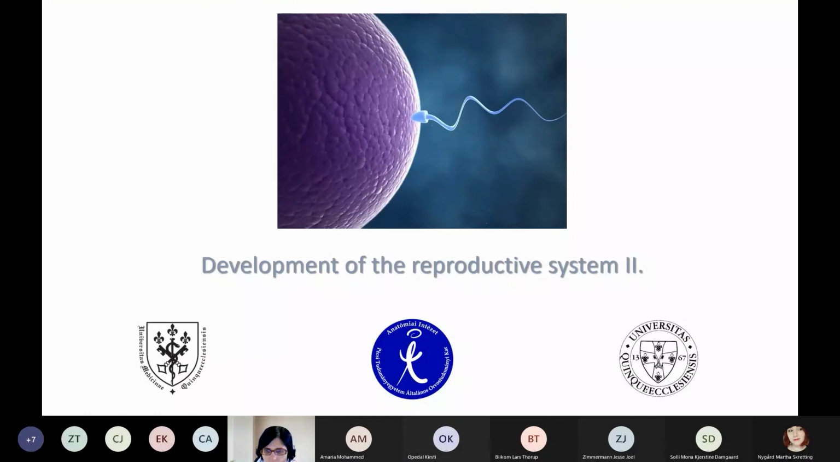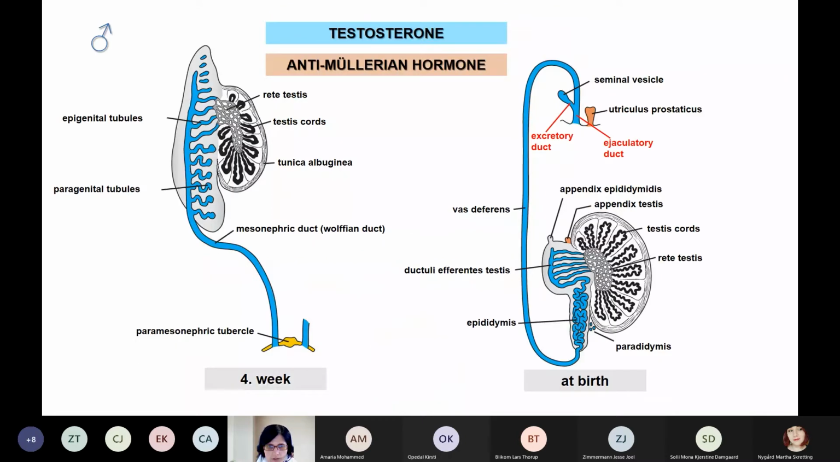The next one will be the slide we have seen last week. So that was the part we have already seen. This is the development of the male genital ducts controlled by testosterone and, of course, the anti-Mullerian hormone. This is for the regression of the paramesonephric duct.